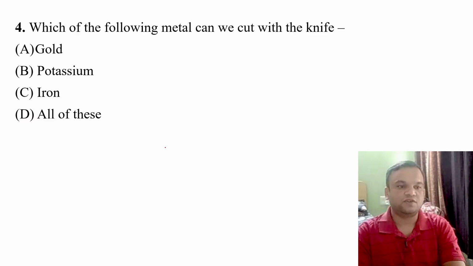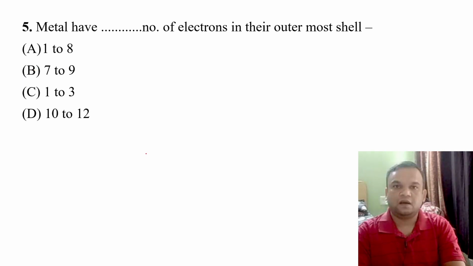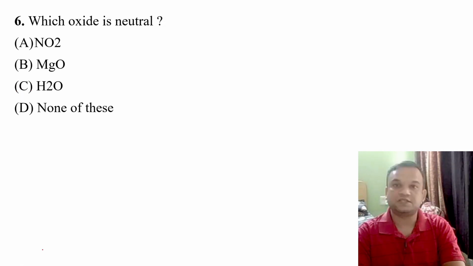Next question, which of the following metal we can cut with knife? We can cut potassium with the knife. It is the softest metal out of the gold and iron. Next question says, metals have dash number of electrons in their outermost shell. Metals have 1, 2, 3 electrons in their outermost shell, and that is why they produce positive ions after losing the electrons.